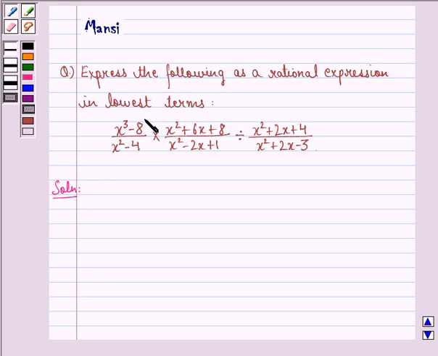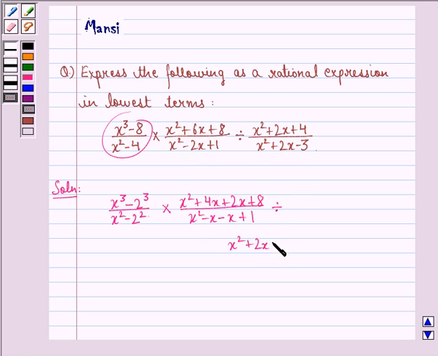Now, first of all, we see that this can be written as (x cube minus 2 cube) divided by (x square minus 2 square), because 8 can be written as 2 cube and 4 can be written as 2 square, multiplied by, now this we can write as (x square plus 4x plus 2x plus 8). Here we have split 6x, divided by (x square minus x minus x plus 1). Here also we have split the middle term. This divided by (x square plus 2x plus 4) divided by (x square plus 3x minus x minus 3).